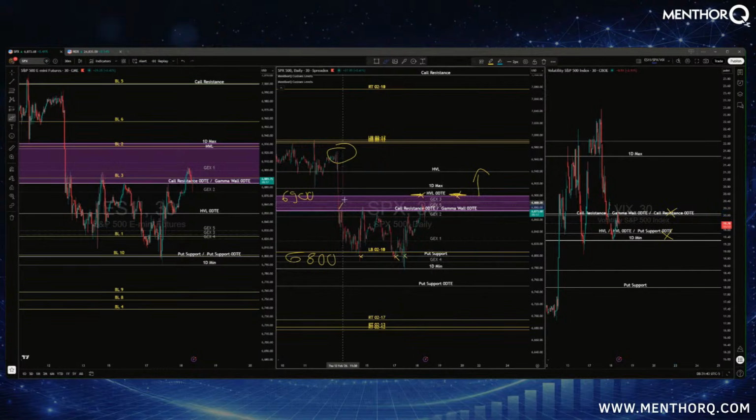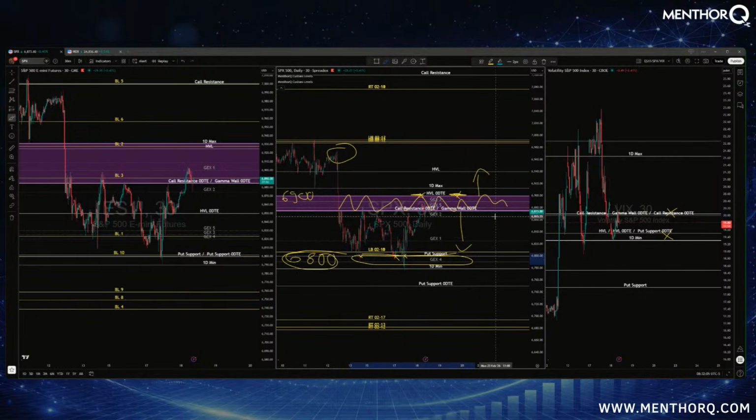But also here, clear resistance at the top. 6900 is my make it or fake it area, by the way. This is basically on SPX. If we fail, yeah, so welcome back to 6800. Welcome back to the put support from yesterday, where we have all our price action.